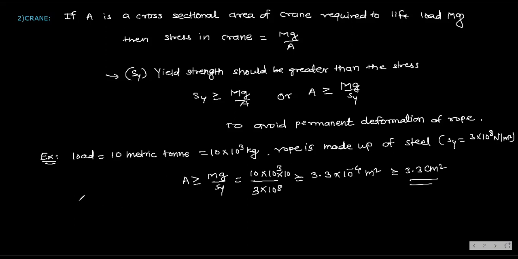Why a single wire is not used, that I am going to tell now. We calculated 3.3 centimeter square, but for safety purposes we'll use 3.3 into 10, that is equal to 33 centimeter square rope area, 10 times of that, so that it can bear 10 times of that load also, because sometimes it will get stuck in some mud or stones or whatever it may be.